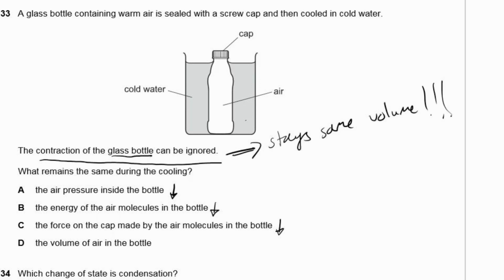That's what they're telling you in the question. And if it stays the same volume and gas fills up the total volume that it can, the volume of its container, then option D is the answer. The volume of the air in the bottle will remain the same. But a tricky question, that one.